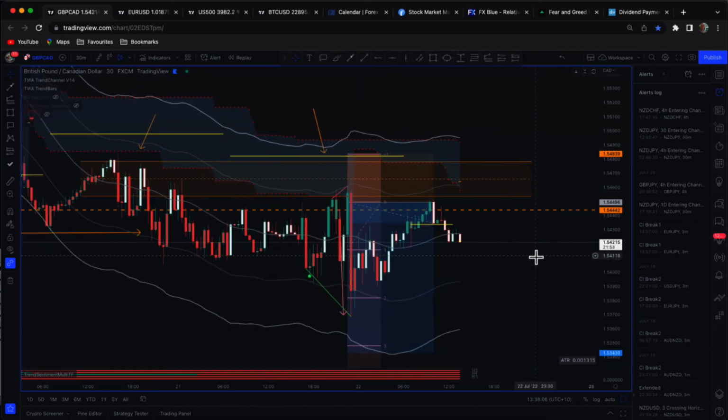Here's the thing with this. This is really important. Once you enter, set it and forget it. I can't tell you how important that is. Stop loss, target 1, entry. Commit to the loss, worst case scenario.